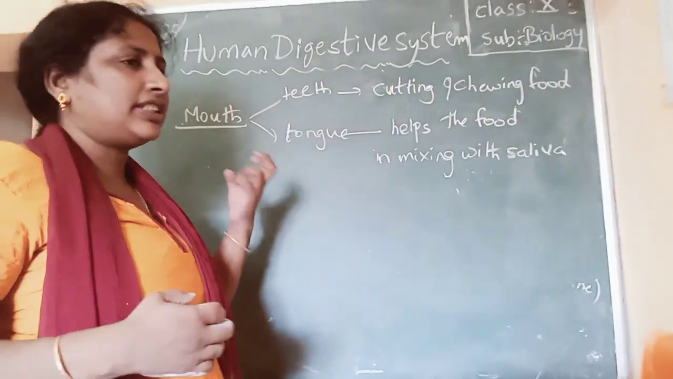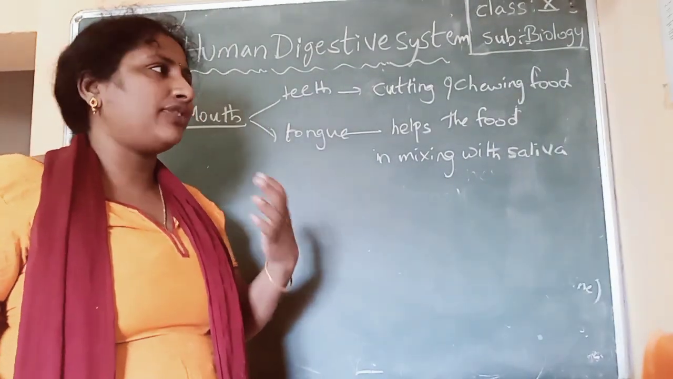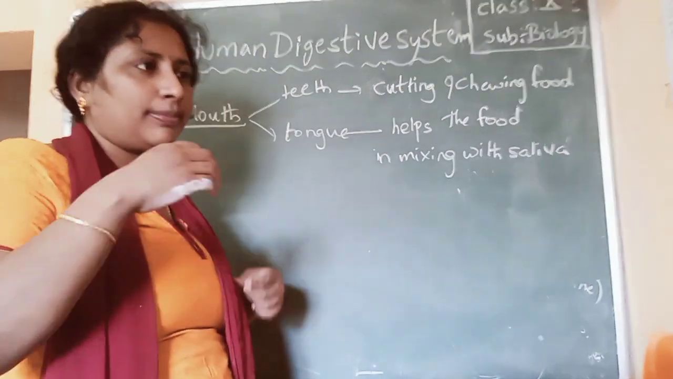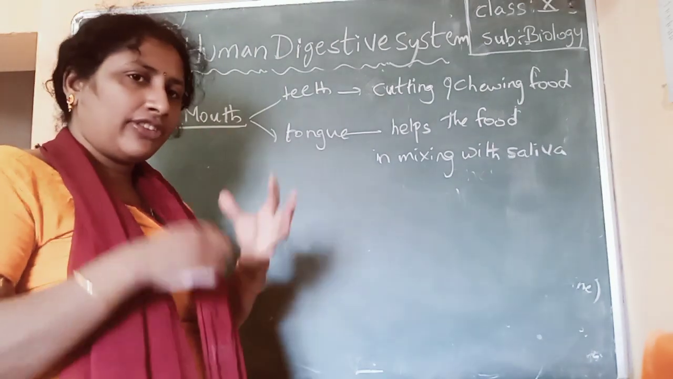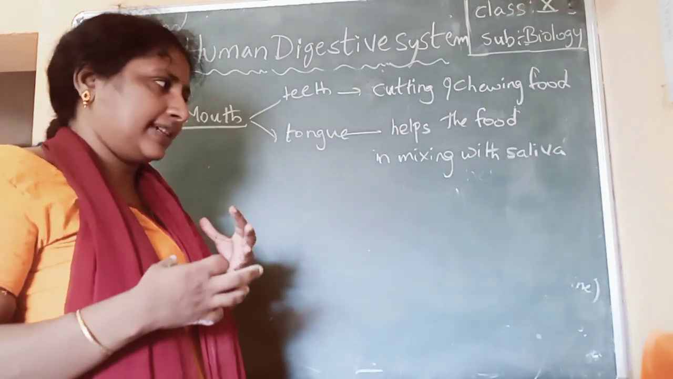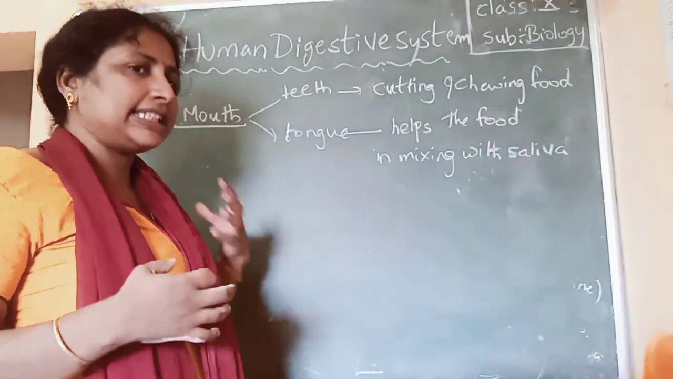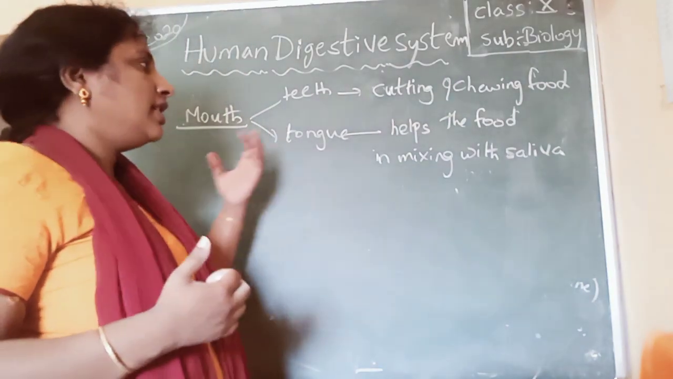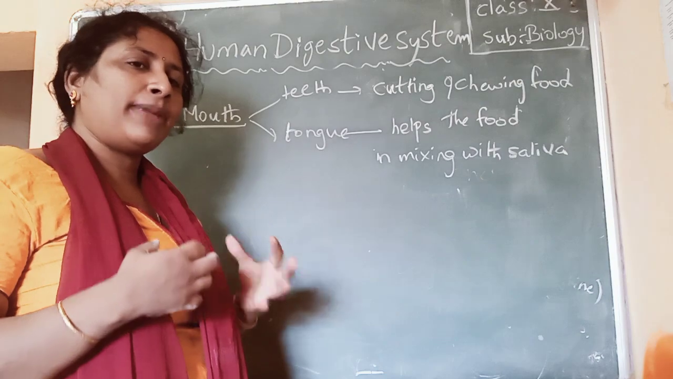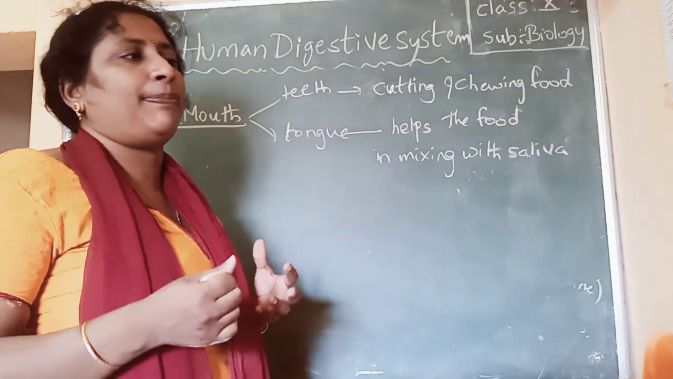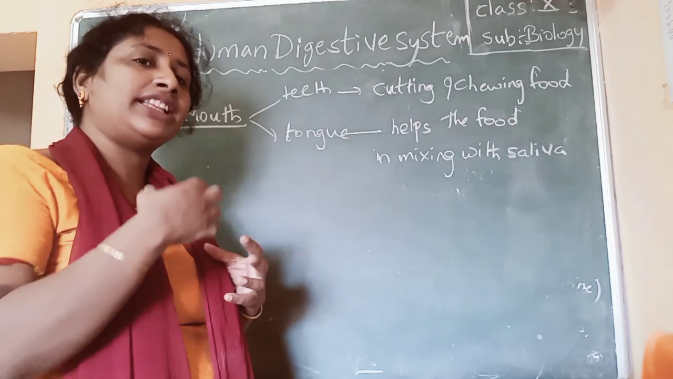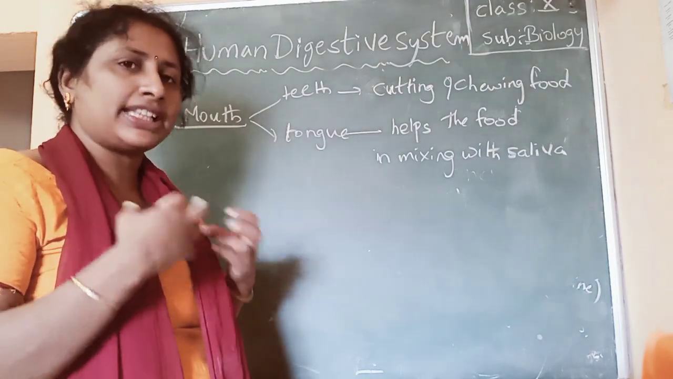So first we take the food, we chew it, we break the food into small pieces, and we make it into a paste. While doing this, saliva is secreted into the mouth by the salivary glands, so that saliva will make the food soft and slippery. So the tongue helps in mixing the food with saliva and making it soft and slippery.